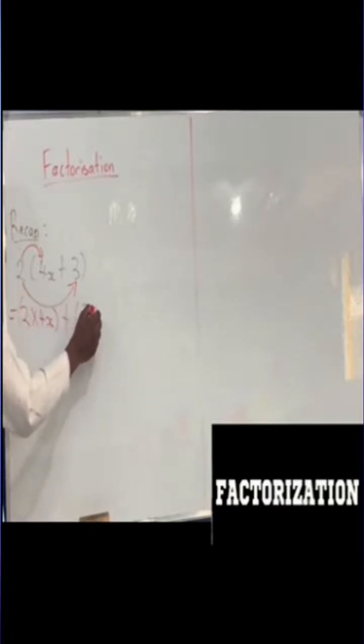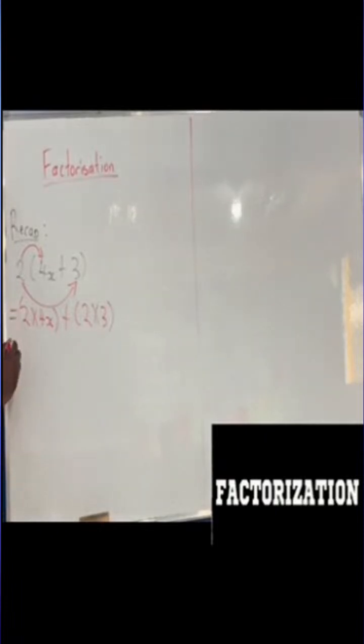Look at this one, for example 2 bracket 4x plus 3. To expand it, we're going to multiply 2 and 4x and also multiply the 2 with the 3. Because the 2 is outside of the bracket, it multiplies every term in the bracket: 2 multiplied by 4x and also 2 multiplied by 3. Then here we get 8x plus 6. So this is what we were doing when we were looking at expansion of brackets.